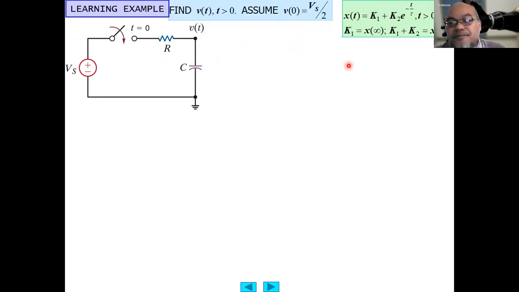First, the solution will be in the standard format: x(t) equals k1 plus k2 exponent minus t over tau, at t larger than 0. k1 will be the value when t approaches infinity. When t approaches infinity, this exponential value will approach 0, since exponent minus infinity is 0.